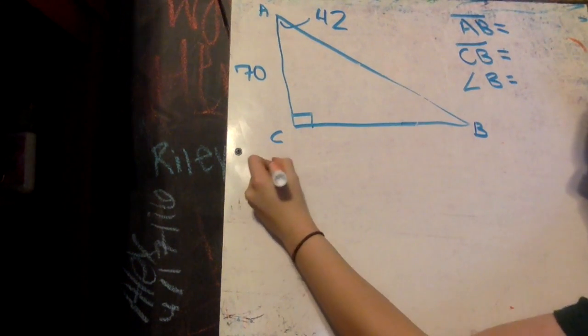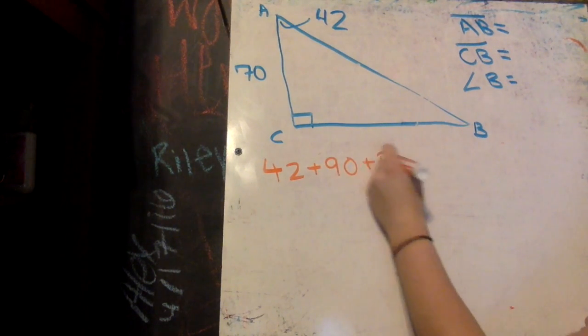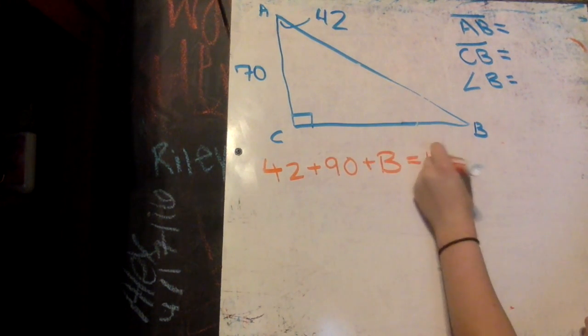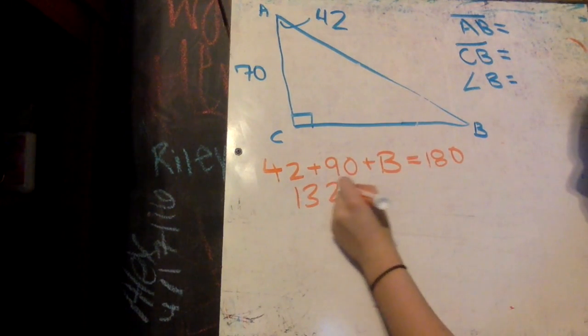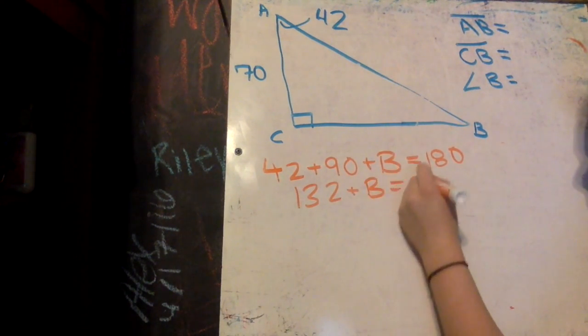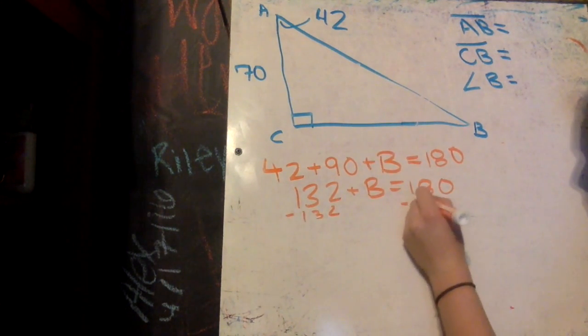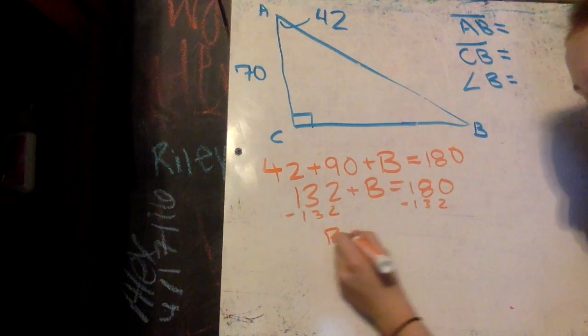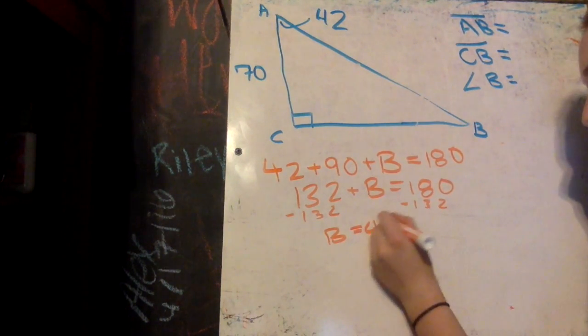First, in order to find angle B, we can use the triangle sum theorem. So we can do 42 plus 90 plus B equals 180. And then 42 plus 90 is 132, so 132 plus B equals 180. And 180 minus 132 is 48, so the measure of angle B is 48 degrees.